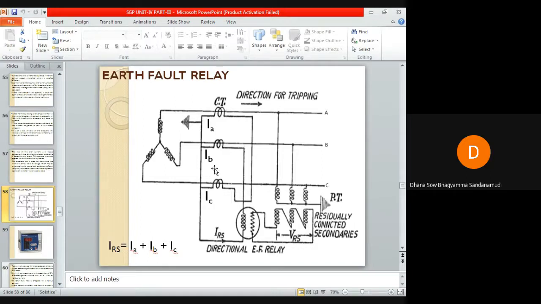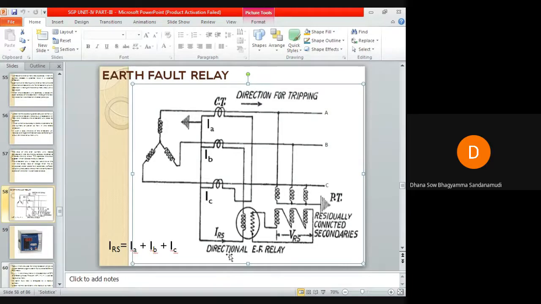The sum of these three currents, IA plus IB plus IC, you can see here it is written, is known as residual current. Let us give a notation for that: I subscript RS is the notation for this residual current. If IA, IB, and IC are the currents in the secondaries of the CTs of phases A, B, C, then the sum of these three currents is known as residual current. You can see in this image, IRS is the residual current.